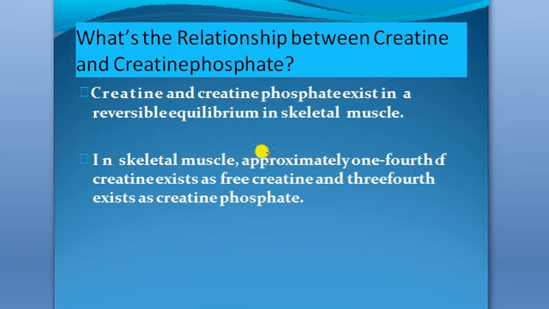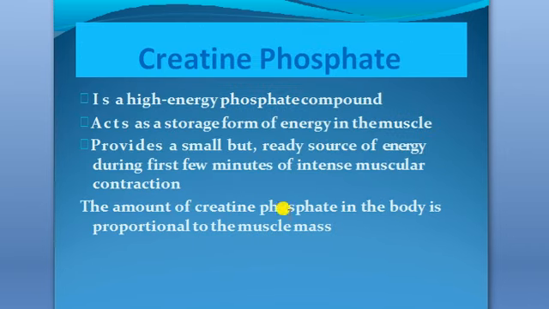Creatine and creatine phosphate exist in a reversible equilibrium in the skeletal muscle. In skeletal muscle, approximately 1/4 of the creatine exists as free creatine and 3/4 exists as creatine phosphate. Creatine phosphate is a high energy phosphate compound that acts as a storage form of energy in the muscle.